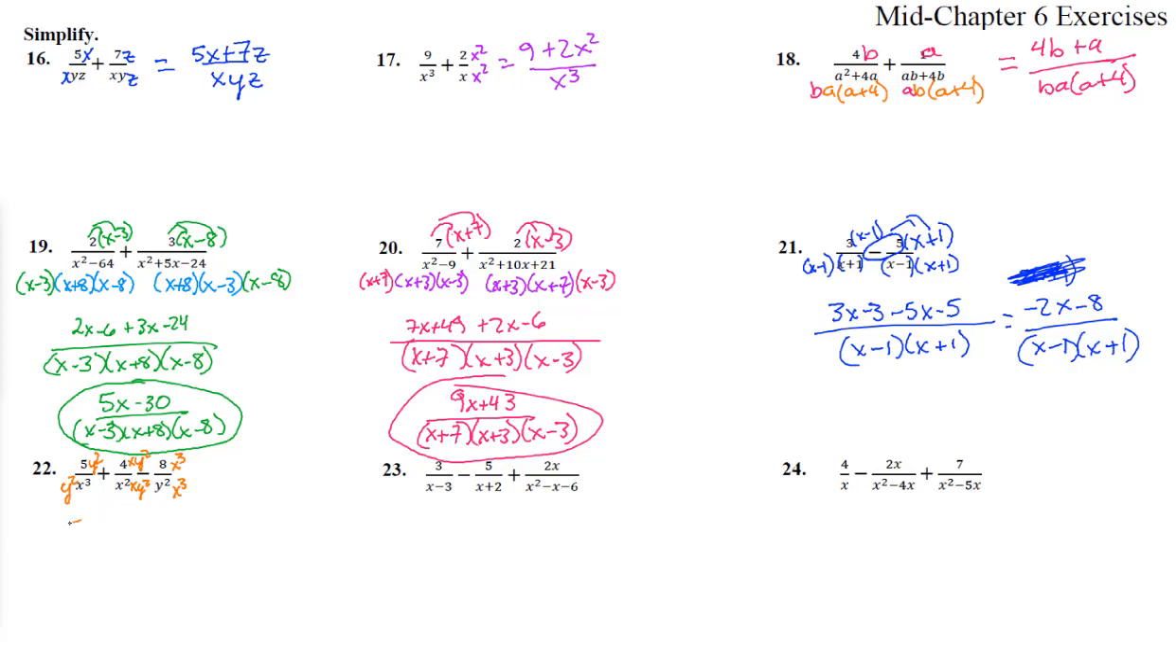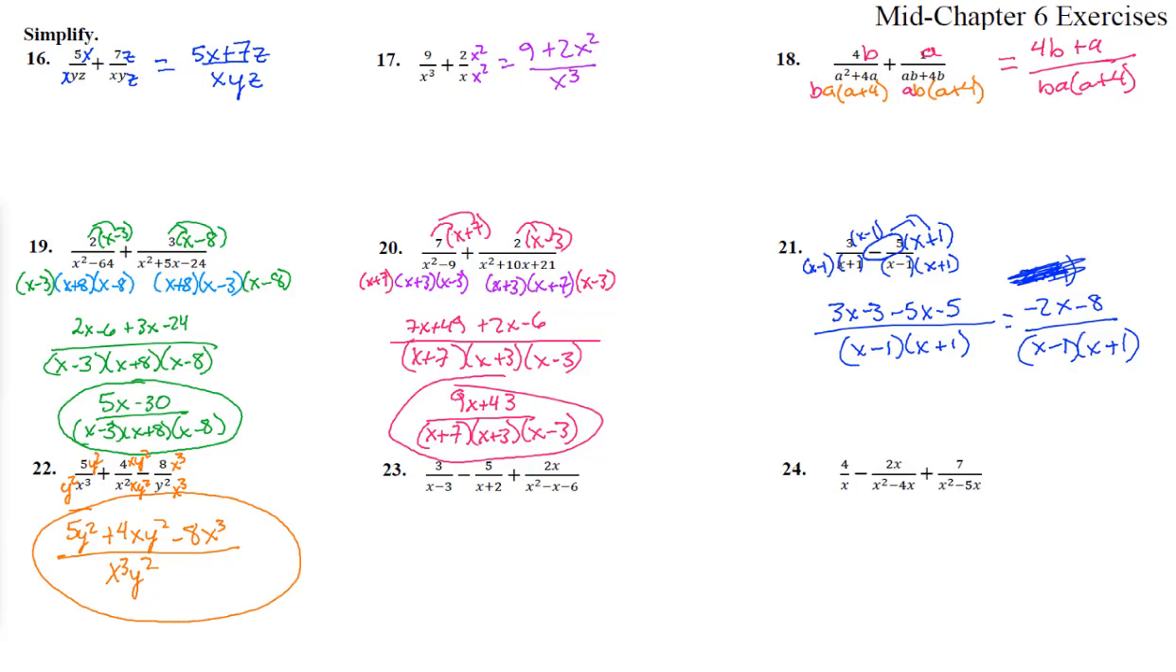So altogether we have 5y squared plus 4xy squared plus 8, minus, I missed the minus sign there, minus 8x cubed all over y squared x cubed y squared. And can you take anything common out of the top? Nope, so it looks like it's left just like that.